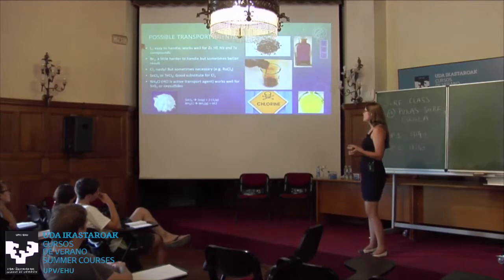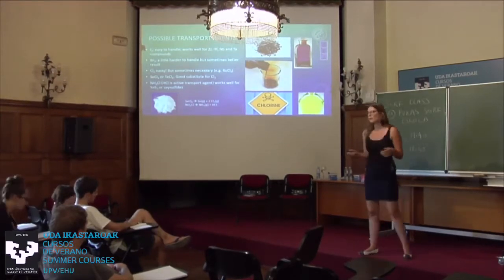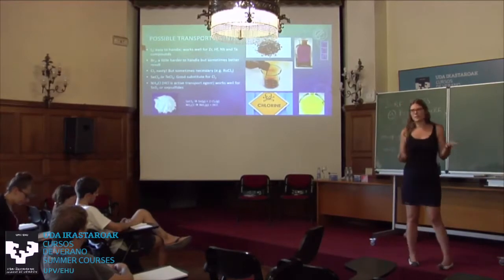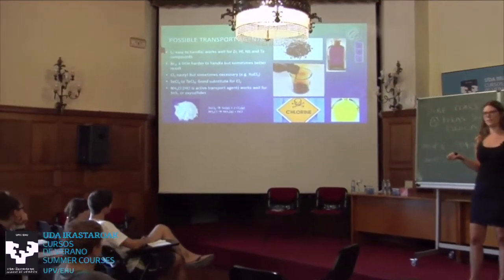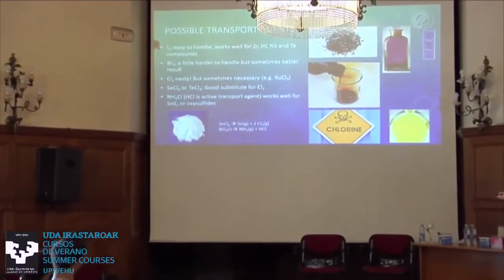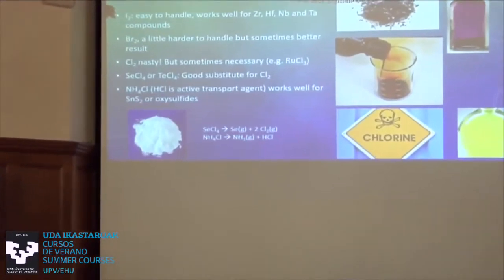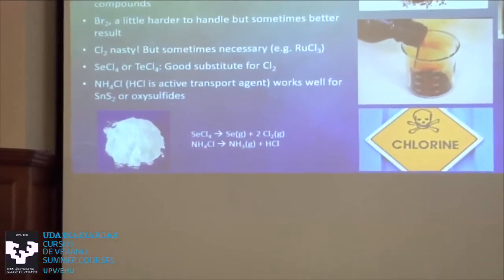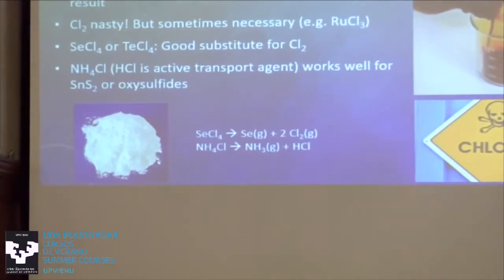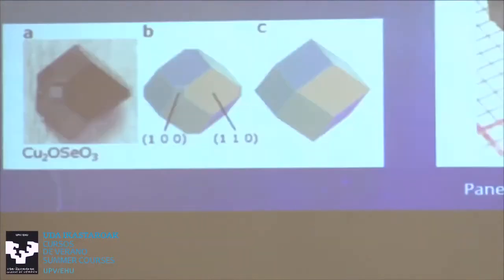So you could, for example, use selenium or tellurium tetrachloride because those decompose if you heat them to selenium and chlorine or tellurium and chlorine. And so if you want to make a telluride or a selenide anyways, then this is a great method to substitute it. Another thing you can use is ammonium chloride, which would decompose to NH3 and HCl, and HCl can also work as a transport agent. And so this is also a salt. You can just put it in a tube, and it's a clean way to do a vapor transport method.